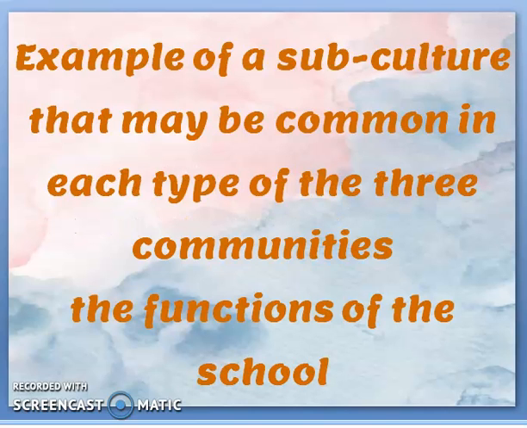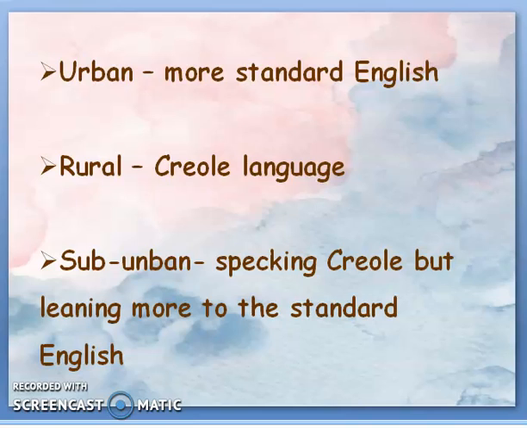Examples of a subculture that may be common in each of the three communities. Urban community. So in an urban community, we have people that will be speaking more of a standard English, and in the rural areas, we have people that naturally just speak Creole. Then we have the suburban. They are speaking Creole, but they're leaning more towards the standard English.